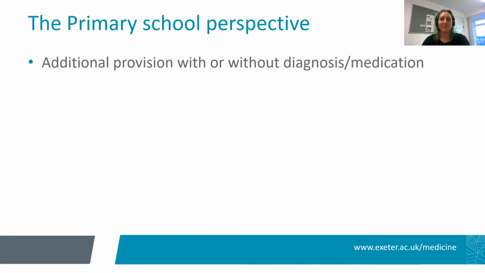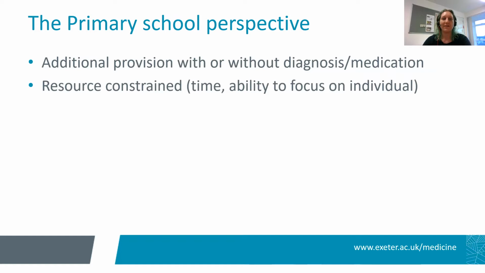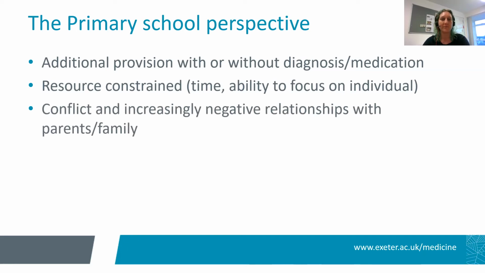Primary schools often provide additional support for these children, whether or not they have a diagnosis or medication. If you're struggling in school and you need support, your school normally recognises that and tries to do their best by you. But they're really constrained by the resources they have. We see a lot in the news at the moment about the lack of money and time that schools have, the lack of staff, and it's really difficult to then focus on one individual child's needs when you're trying to deal with a class of 30 children and you're on your own with them all day.